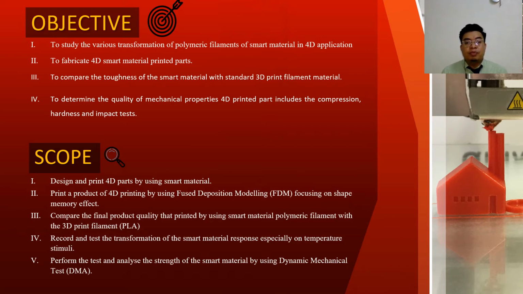For the scope, first scope is to design and print 4D part by using smart material. Next scope is to print a product of 4D printing by using fused deposition modeling (FDM), focusing on the shape memory effect. Next is to compare the final product quality printed by using smart material polymeric filament with the 3D print filament PLA. Next is to record and test the transformation of the smart material response, especially on the temperature stimuli. And the last scope is to perform the test and analyze the strength of the smart material by using dynamic mechanical analysis (DMA). That is for the scope and objective.